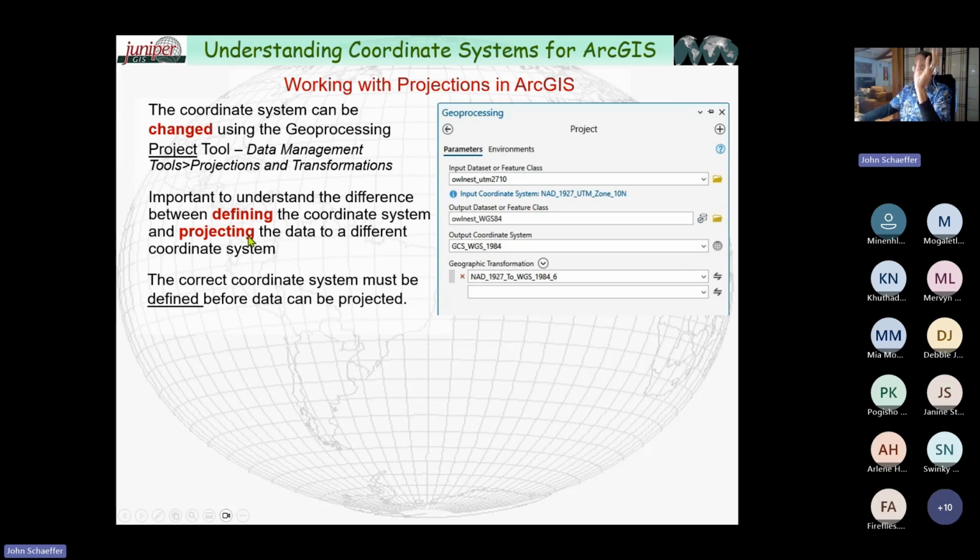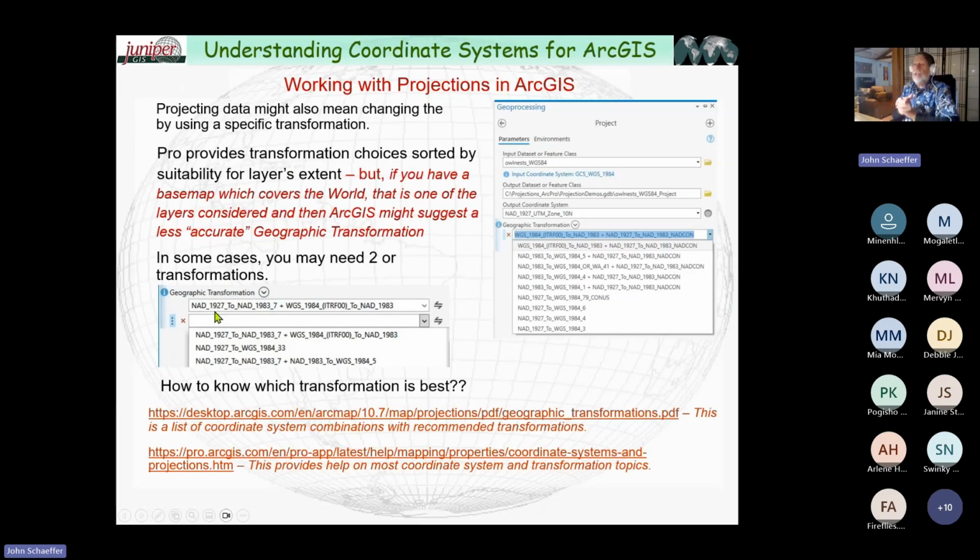But projecting, okay, absolutely changes things. It's going to create a new output in a different coordinate system, okay? And you can't do a project unless the correct coordinate system is already defined. I think that would be pretty obvious. Now, a few more things.